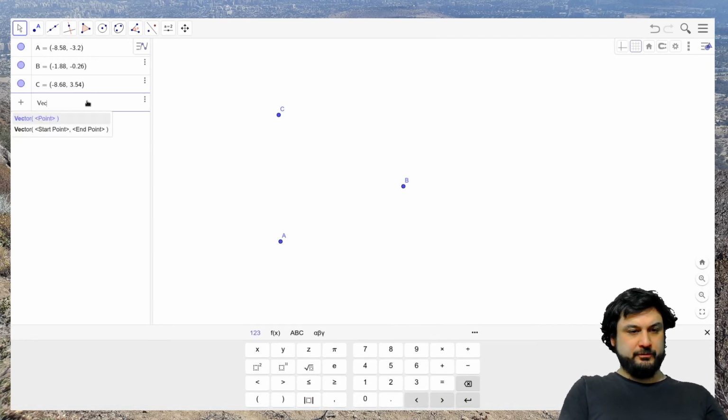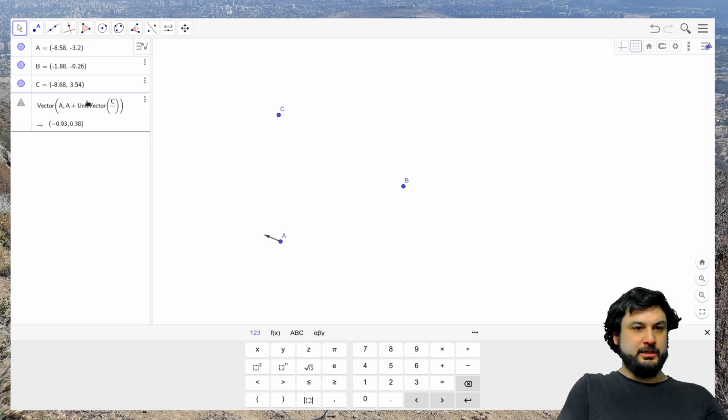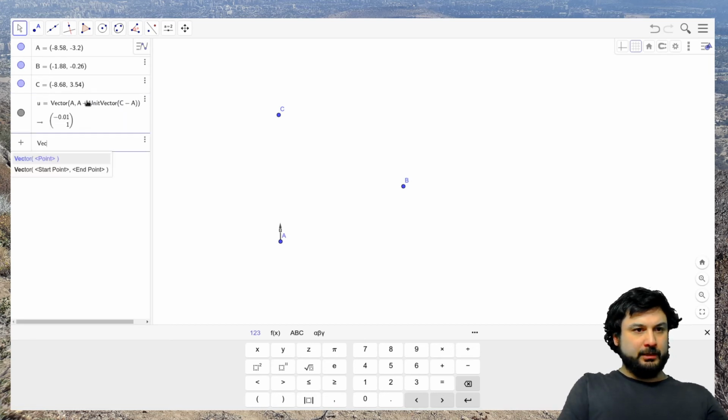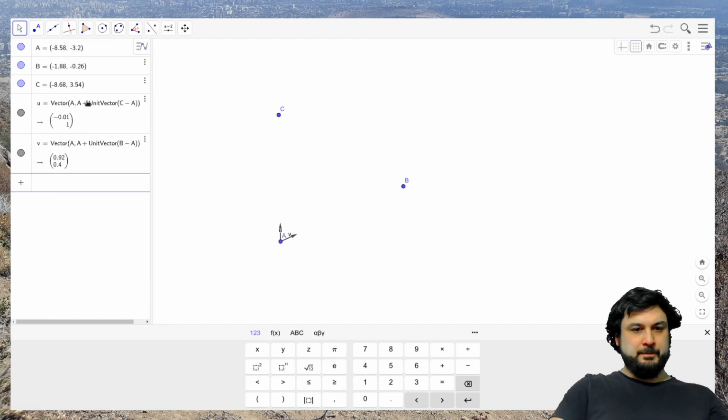So start with vector from start point A to A plus the unit vector that goes from C to A. So there's our vector u, and we define another vector that starts from A and points all the way up to A plus unit vector BA. So V points from A to B, U points from A to C. The order doesn't really matter.